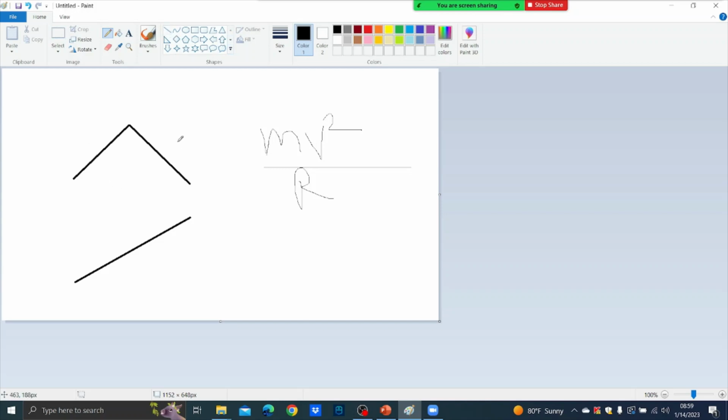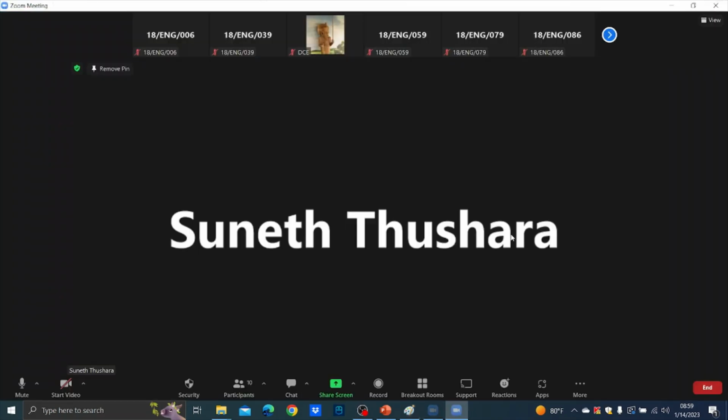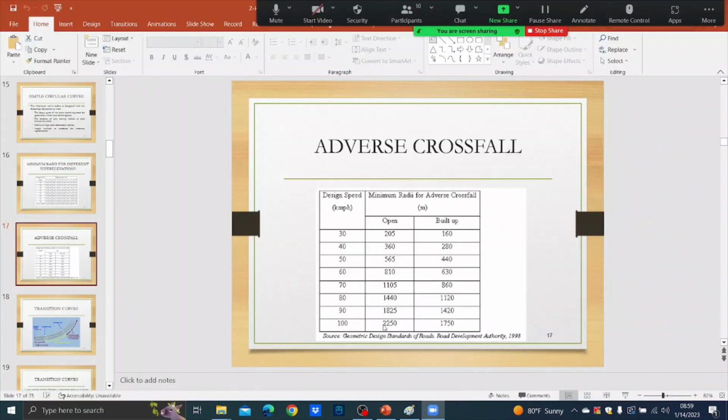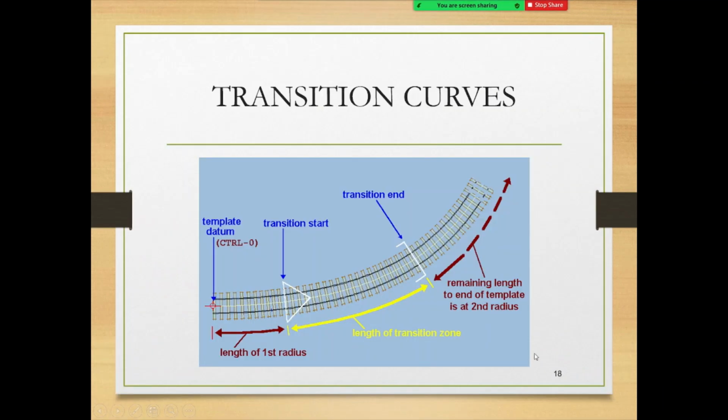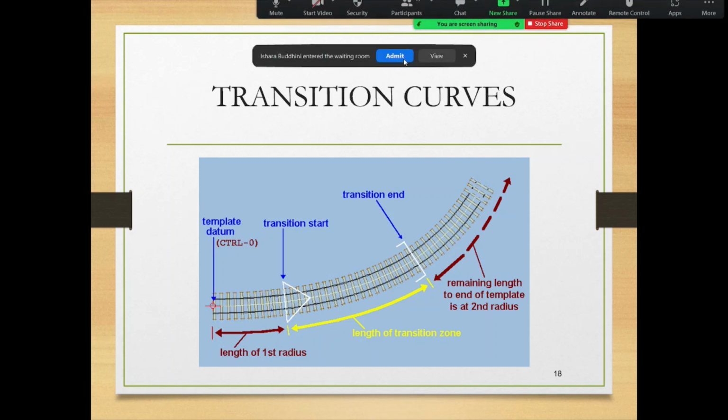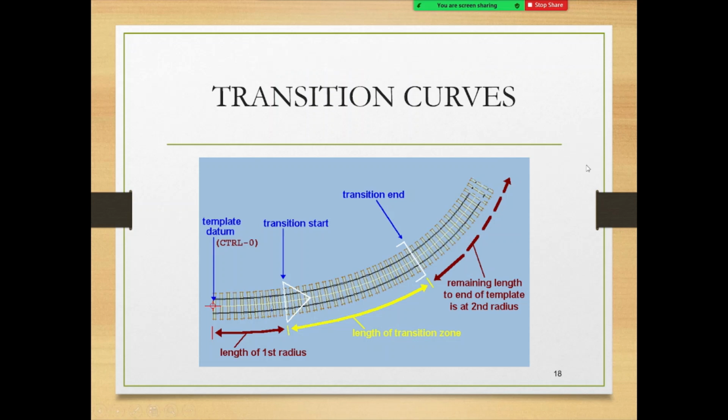So then, even though there is a centrifugal force, you don't want to have a super elevated section. Therefore, you go for this normal crosswall and you call it adverse crosswall. Okay. And then we'll discuss a little bit about transition curve. There is one curve, there is another curve, and the radius changes from this to this.